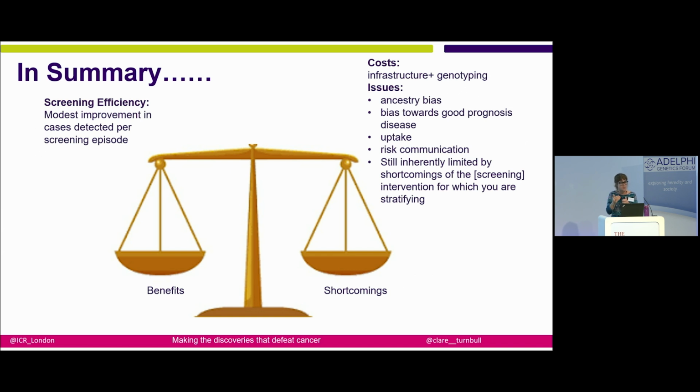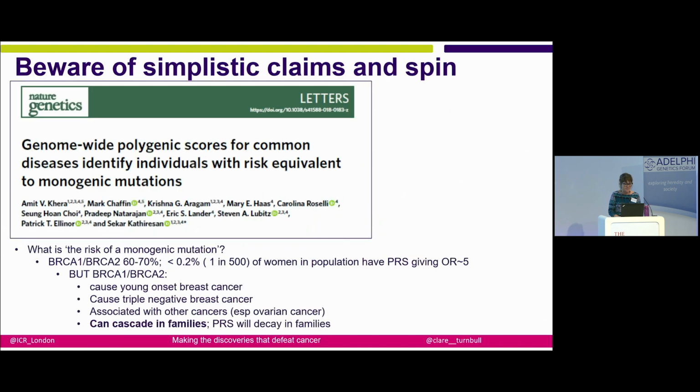But there are costs. It would be an enormous infrastructure to introduce this. There's the ancestry bias. There's the bias towards good prognosis disease. Do people want this? Would they take it up? Would there be differential groups who don't take up PRS? Would it be a requisite for screening? How do you communicate risks? And ultimately, you still haven't addressed the shortcomings of your screening tools, such as they are.